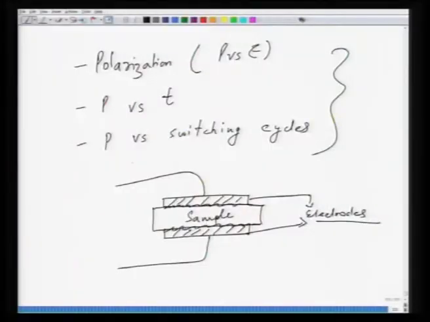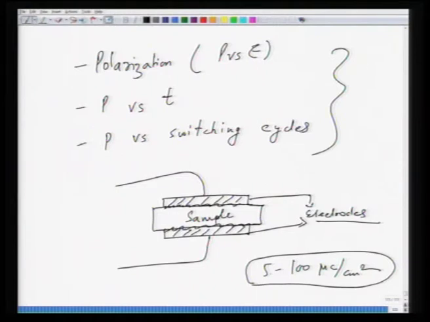So, if you are looking at, for instance, a memory kind of application, you are looking at lower frequencies, but if you are looking at microwave, then you need to go to higher frequencies, in the range of gigahertz. This is how you make the connection, and then of course, you apply the electric field, making sure that you have a reference capacitor in series with the sample. Okay. So, this is how you make the measurements. Typically, the polarization of samples ranges anywhere from 5 to 100 microcoulomb per centimeter square.